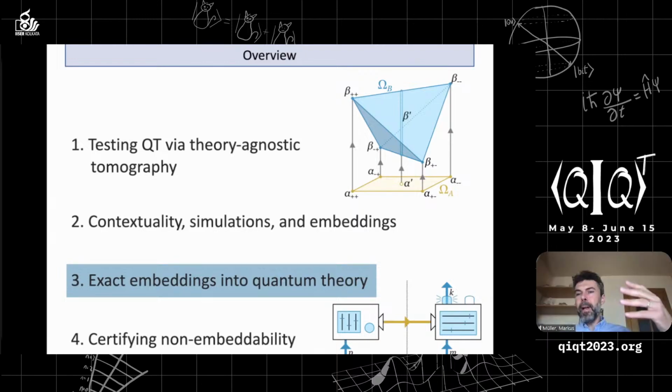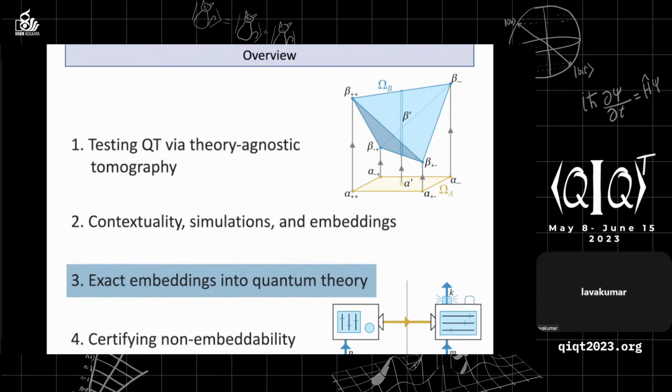So we're here really ruling out even infinite dimensional quantum models of, say, this two-dimensional gbit. Okay, thanks.